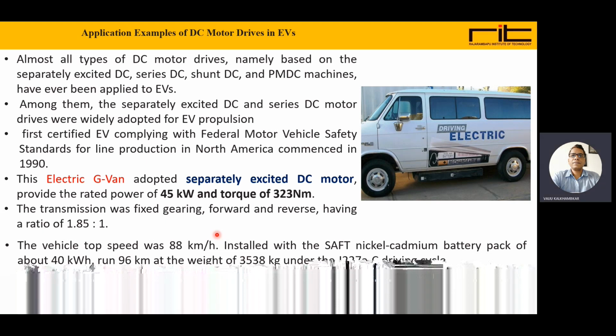The vehicle top speed was 88 km per hour, installed with a sealed nickel cadmium battery pack of about 40 kWh, and it ran 96 km at a weight of 3,538 kg under the SAE J227a C driving cycle. The battery pack was charged by an onboard charger, which took 8 hours for a full charge.